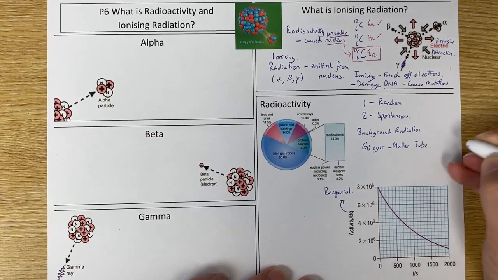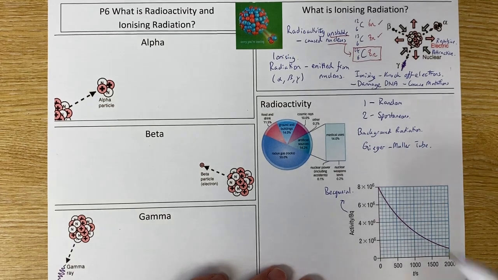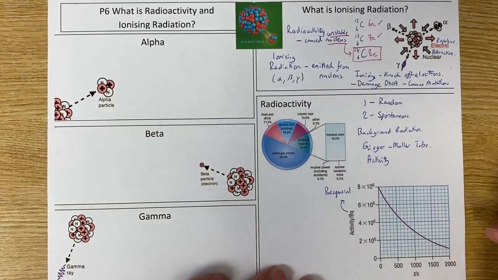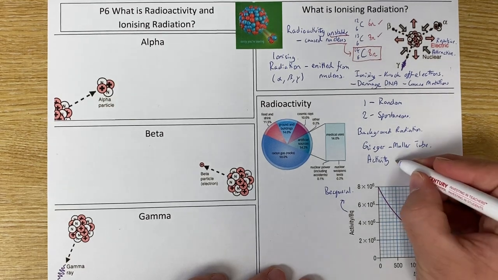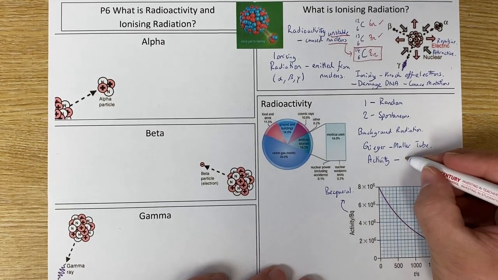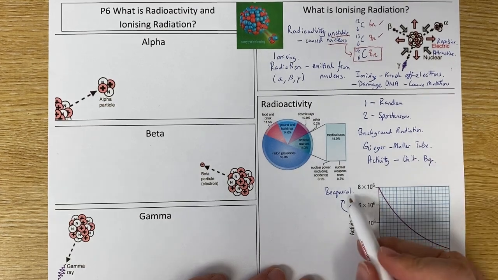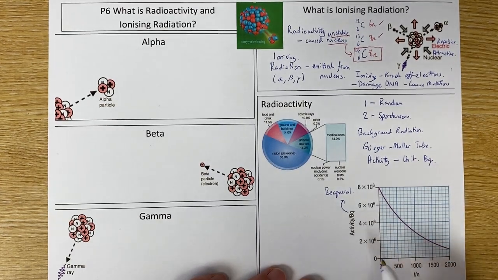And the Geiger-Müller tube will measure a number of radioactive counts, and what it will do is it will measure activity. Activity is the name of the quantity that we use to measure radioactivity, and the unit, as we've said, is the becquerel (Bq). And so on the graph, you'll very often get a graph that looks like this.